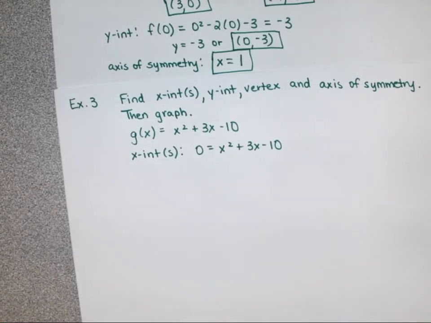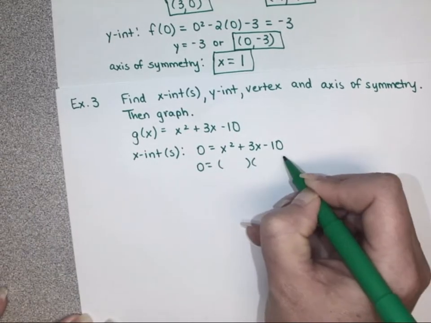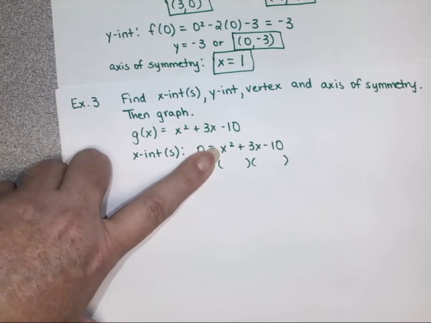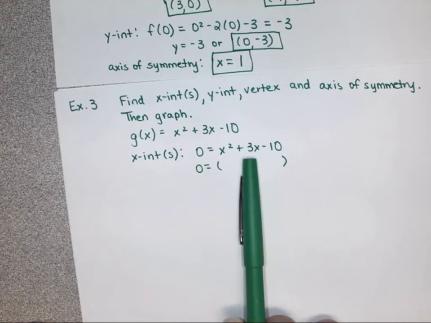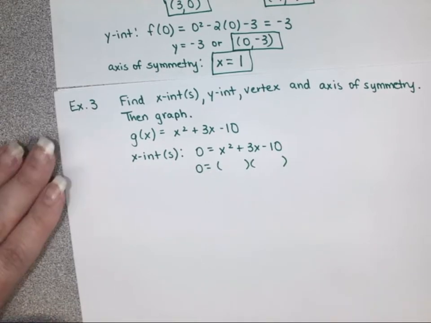So notice, I don't think I need the AC method again, okay? But remember, you can always go back and do it if you want. But when the number in front of x squared is 1, we can just ask ourselves, what are the factors of negative 10 that would add up to 3? So what are the factors of negative 10 that would add up to 3?